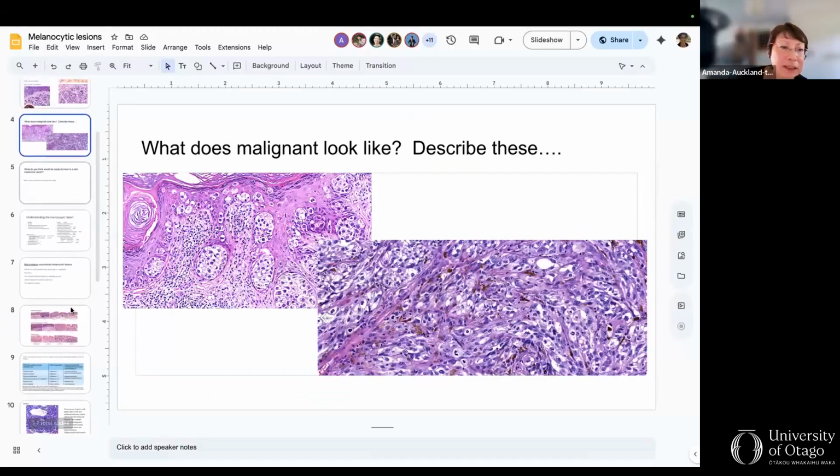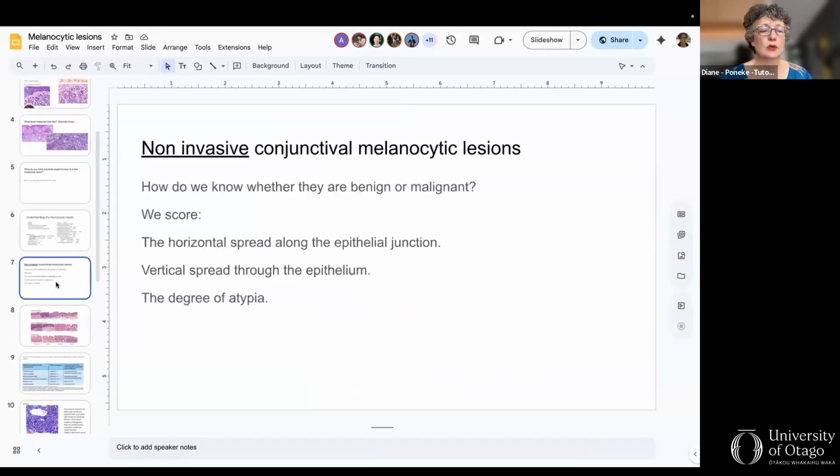It doesn't really have much lentiginous spread at all. So now those are general principles of skin melanomas, but what we really want to look at and think about is conjunctival melanocytic lesions.